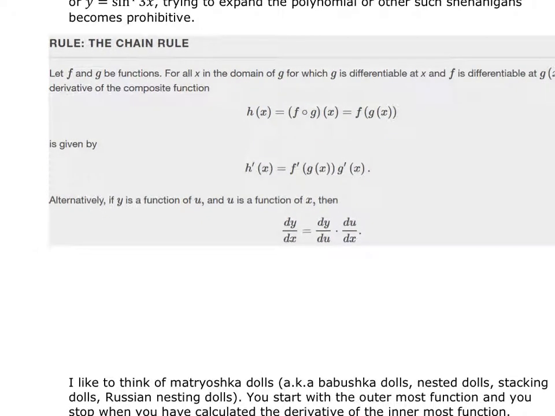The chain rule says I determine who my inner function is, my inner function g of x. First I do the derivative of the outer function, and then I do the derivative of the inner function, and I multiply those two values together. So notice you can also use it as u. dy/dx is the derivative with respect to u, and then u with respect to x. So in other words, take the derivative of the outer function, multiply it by the derivative of the inner function, and keep going until you're at the most inner function and you're done.